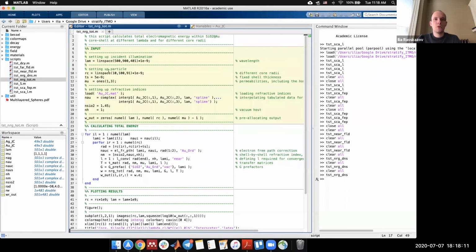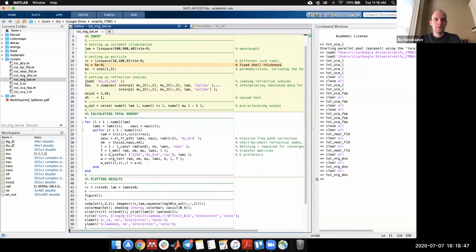So again, the script is very much typical. You can recognize lambdas. Now, I'm starting from the second working stream, which is a bit different because I'm using different core radius. I vary the core radius from 10 to 100. So it means that I consider different configurations of the particles, but all of these different configurations will be for the fixed shell thickness. Again, uploading database for gold, using the refractive index for silica, refractive index for the host medium.